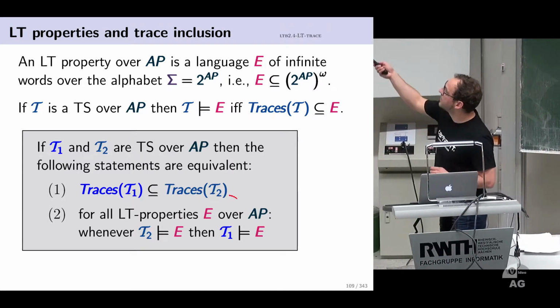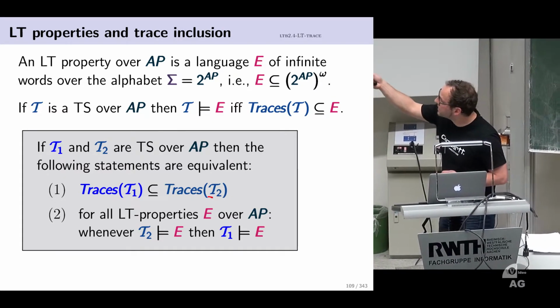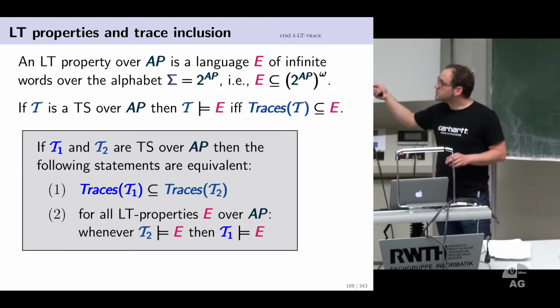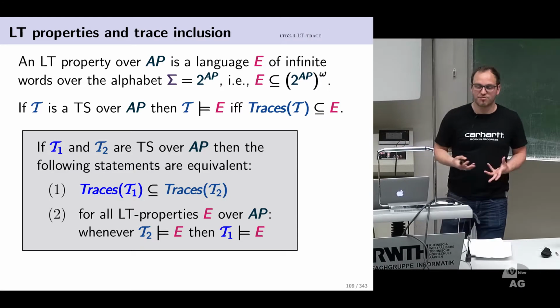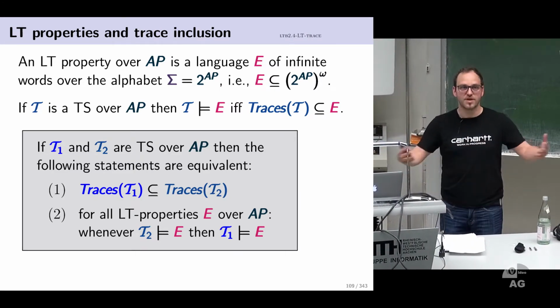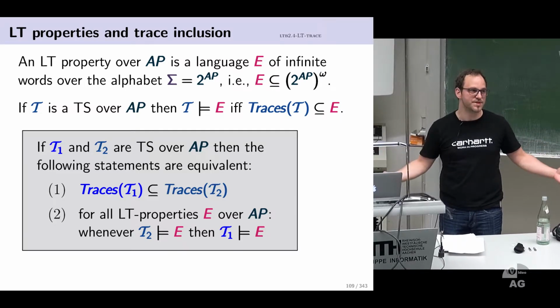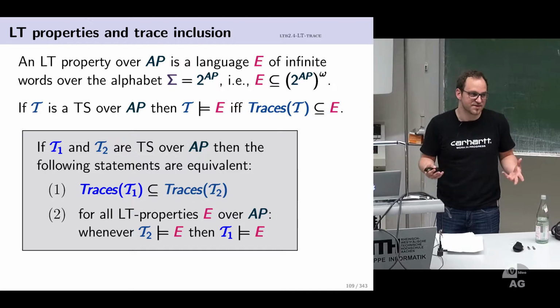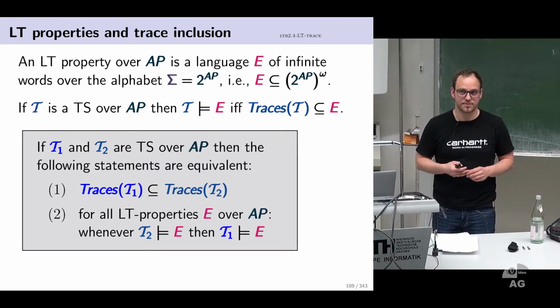Okay, so we have the connection between trace inclusion of 2 transition systems and a strong statement about some kind of property preservation, meaning that if the transition system that has more behavior already satisfies a property, then definitely the transition system with less behavior will satisfy it as well.